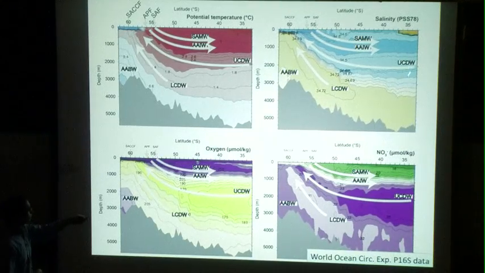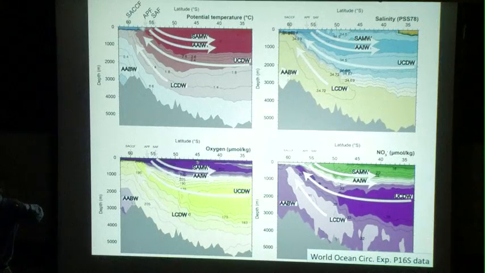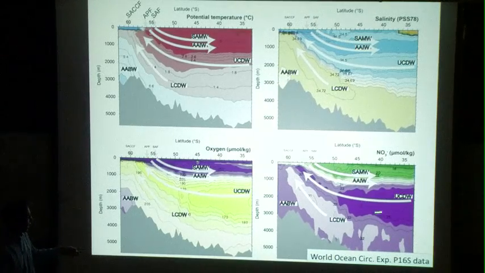Now, we said that upper circumpolar deep water didn't really show up in salinity, and that's because upper circumpolar deep water doesn't derive from any region of the surface ocean. It is produced in the interior. And upper circumpolar deep water is very characteristic in its nutrient chemistry.